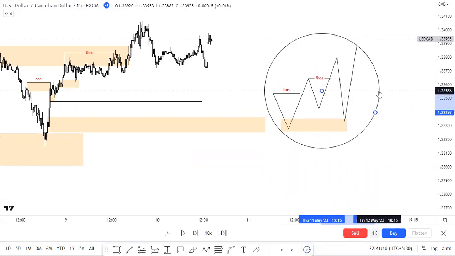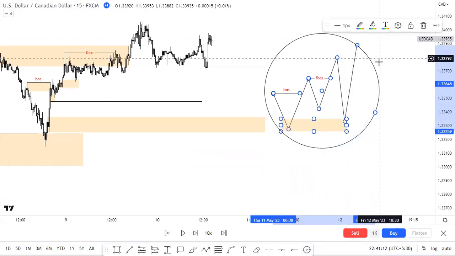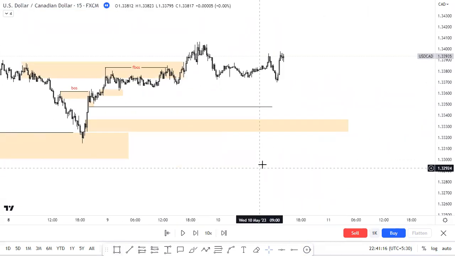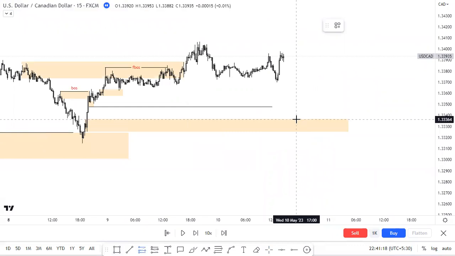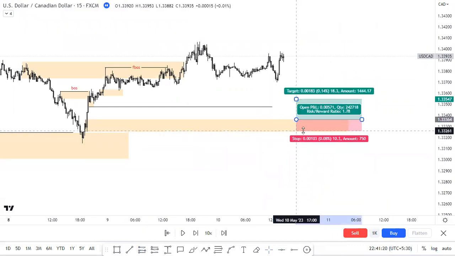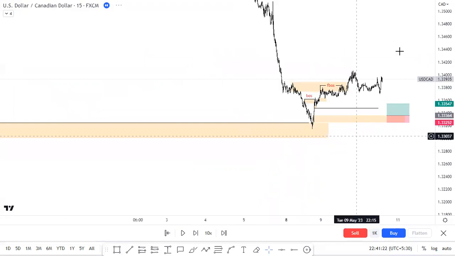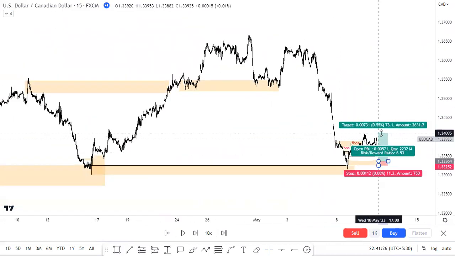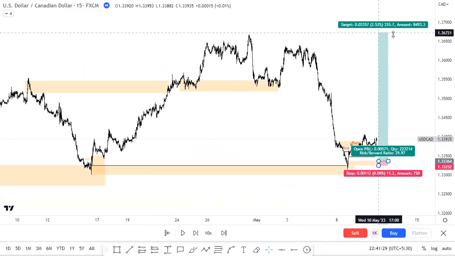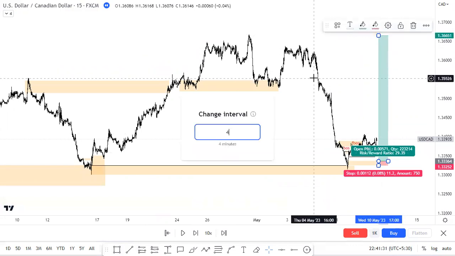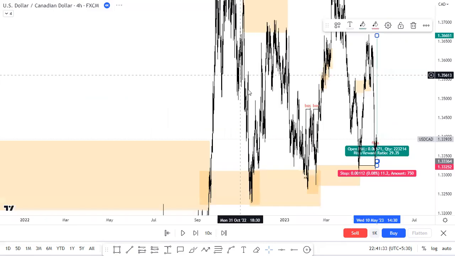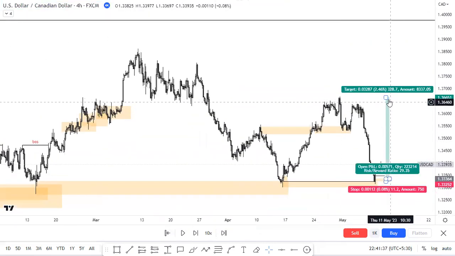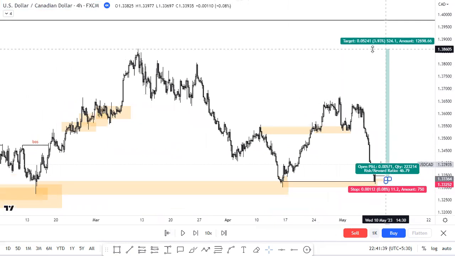So I hope you remember this type 1 inducement. In this case, we met a type 1 inducement. So I'm just entering in this area with the limit order. I think it has a 10 pip stop. And I'm targeting this one as a first target and this one as a second target. For the overall target, it was very high. I think, yeah, this is the overall target I'm currently looking at.